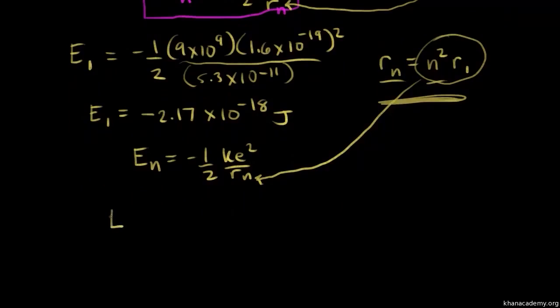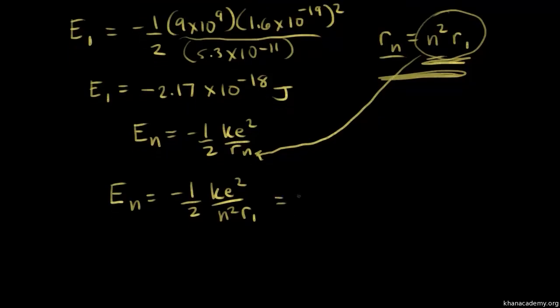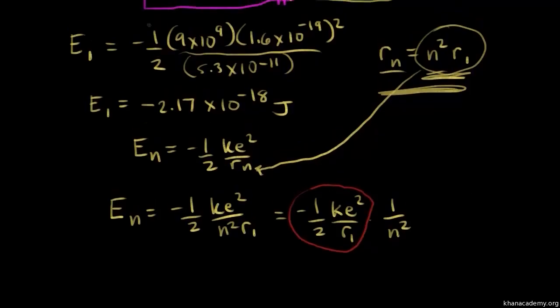So the energy at an energy level n is equal to negative half ke squared over, right? So we're gonna plug in n squared r1 here. So this would be n squared r1. We can rewrite that. This is the same thing as negative 1 half ke squared over r1 times 1 over n squared. So I just rewrote this in a certain way because I know what all of this is equal to. I know what negative half ke squared over r1 is equal to. We just did the math for that.